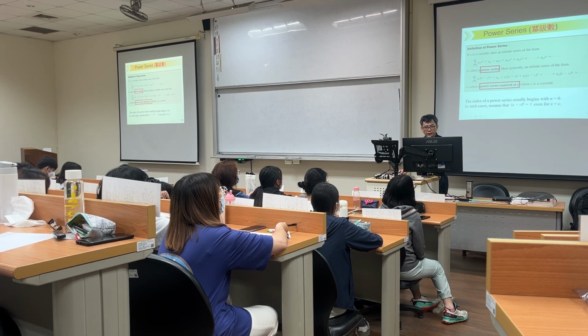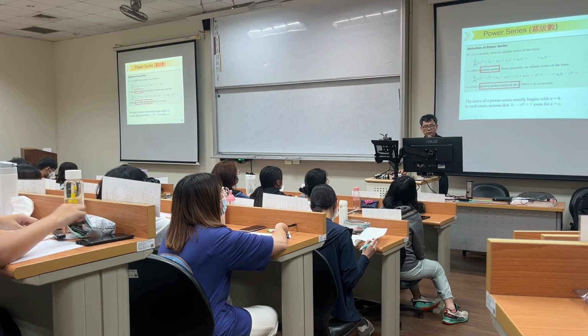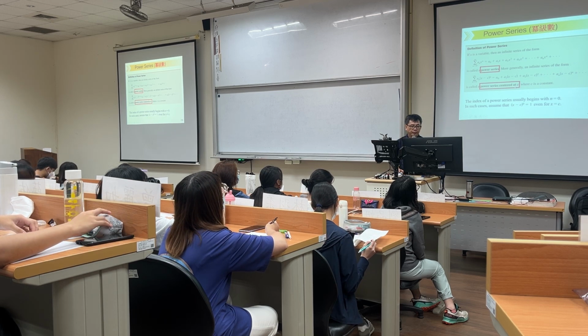Sometimes you will see a power series where instead of x to the n power it will be (x minus c) to the n power. What does it mean? It means it's a power series centered at c.